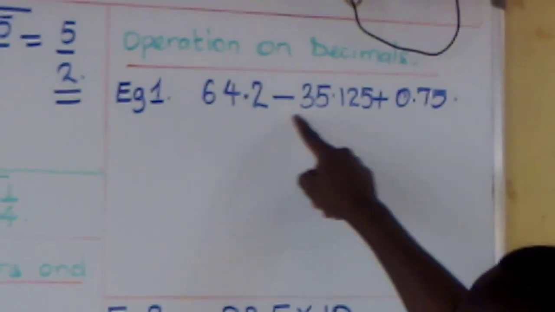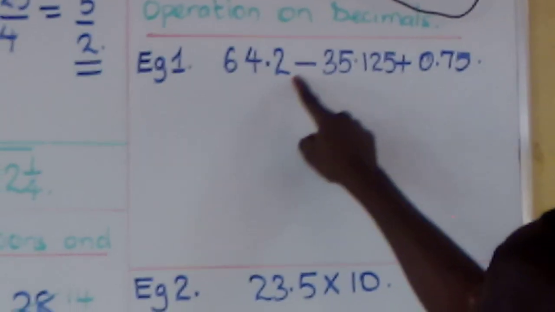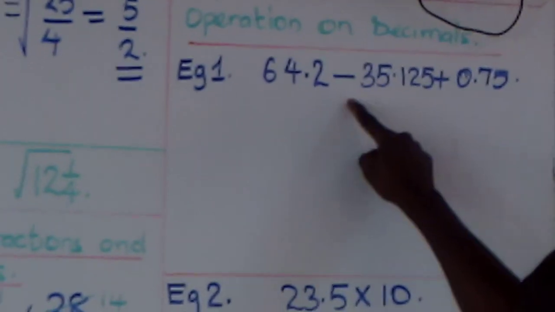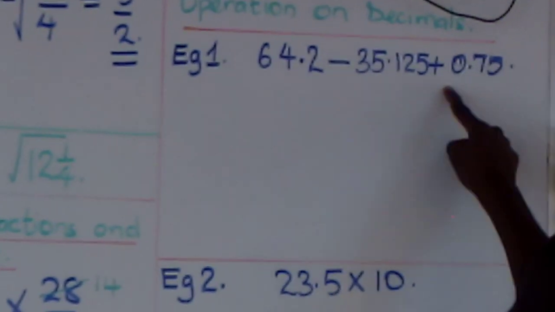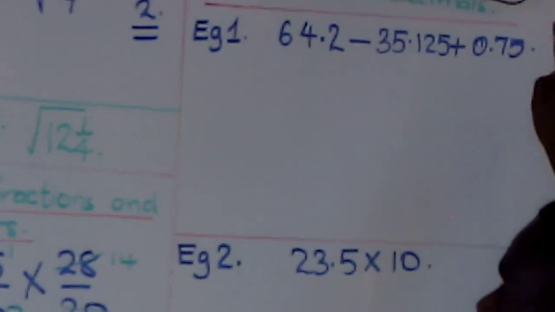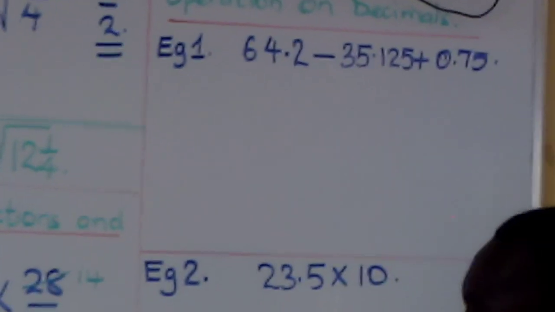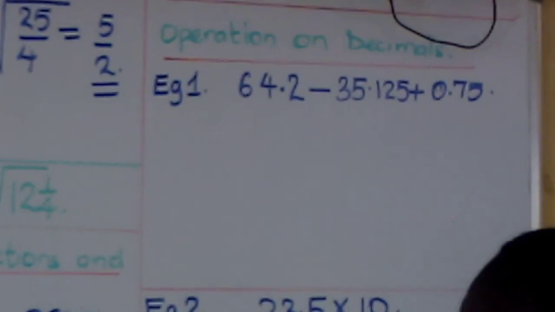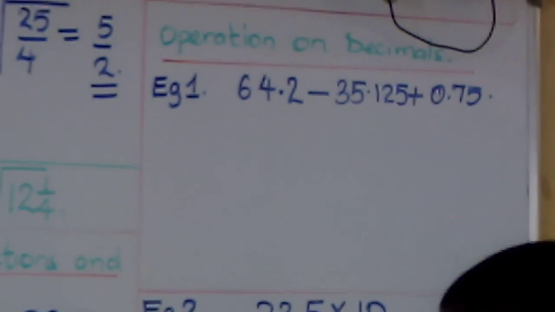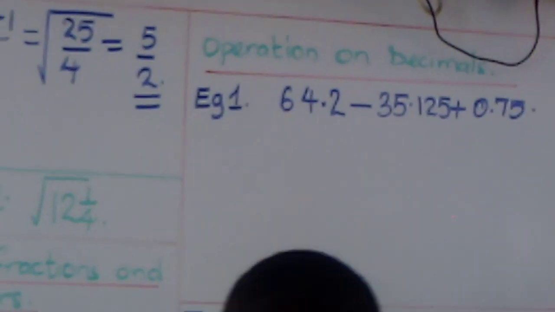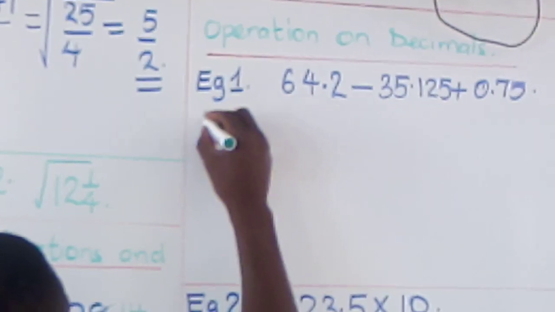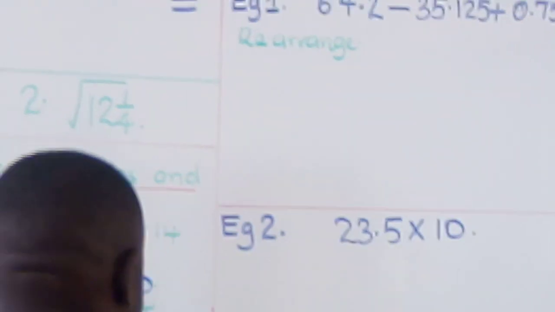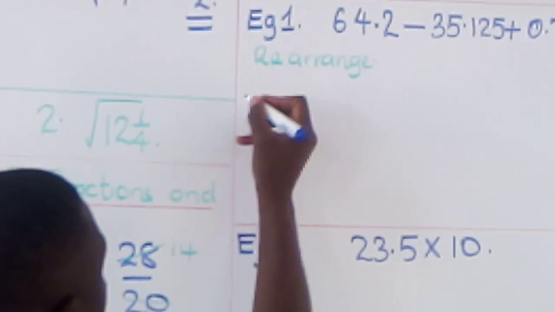This arrangement: 64.2 minus 35.125 plus 0.75. BODMAS, the law of integers, the plus and the minus, says we cannot arrange it this way. So we rearrange. Boys and girls, say rearrange. We rearrange the sum. This is how we are rearranging the sum.